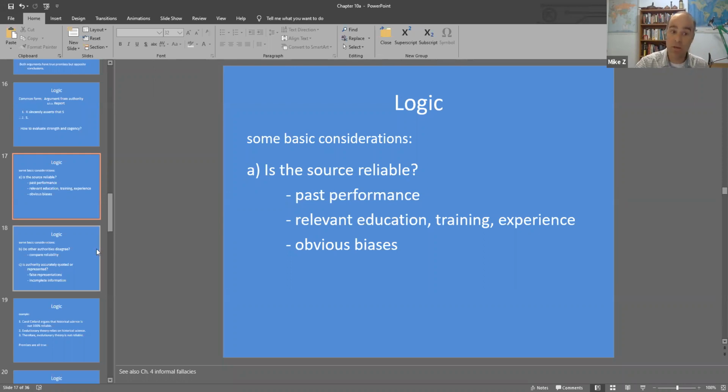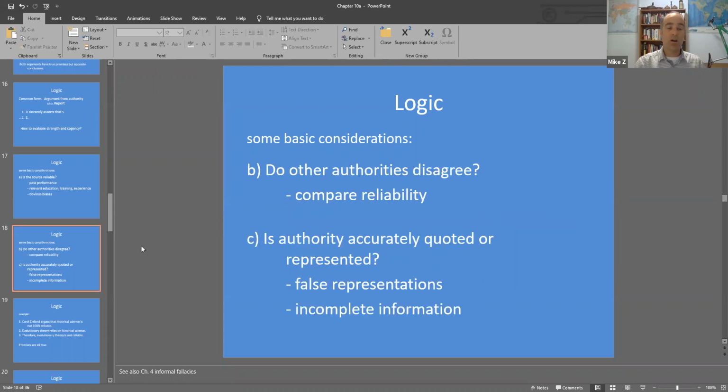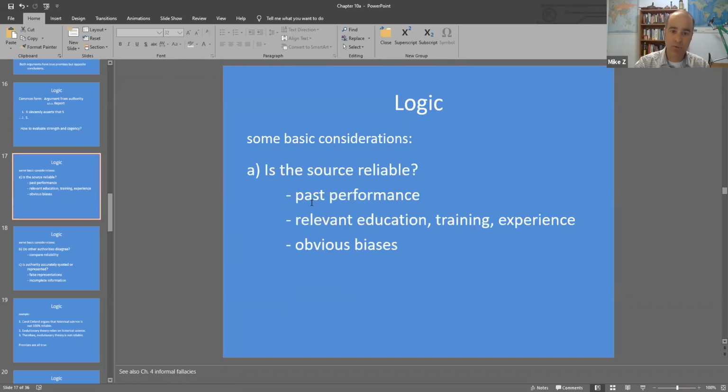Okay, some other things to be thinking about when assessing whether an argument from authority is a strong argument or not. Are there other people giving us their opinion or their beliefs about this topic, about whether S is true or not? Well, then we need to start comparing the reliability. We need to go back to this and do this, right? Evaluate past performance and relevant education, training, and experience, and so on, for all of the supposed authorities that are speaking on this topic, and then try as best we can to figure out who are the most reliable authorities.